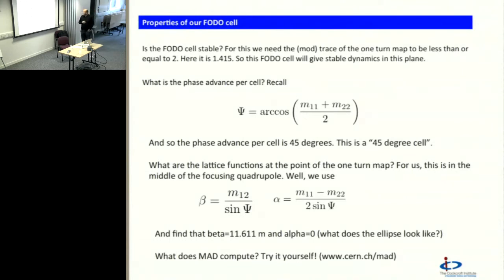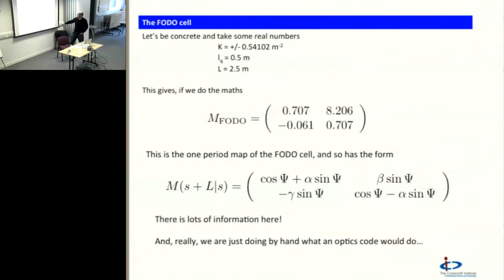What are the lattice functions at the point of the one-turn map, in the middle of our F quad? Well, we know this because we know these expressions from our Courant-Snyder analysis. So we know beta is just m12 over sine of psi. We know psi now, and also we know alpha is given by the difference of these diagonal elements divided by 2 sine psi. So this is what MAD's doing. We do it by hand. We calculate that. We find that beta is 11.6 meters. Great, it's positive. Units of meters is telling us the maximum amplitude a particle can go to. And alpha is 0, interestingly. Alpha is the difference of the diagonal elements. So we just go back to our matrix. You see, they're the same, so alpha is 0.